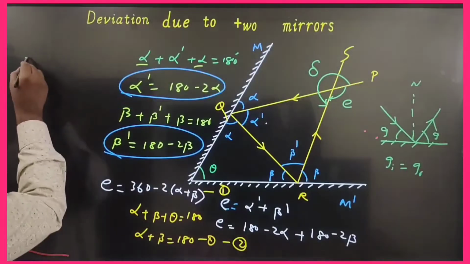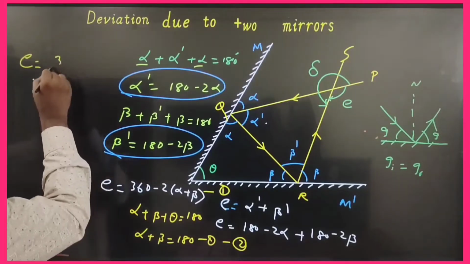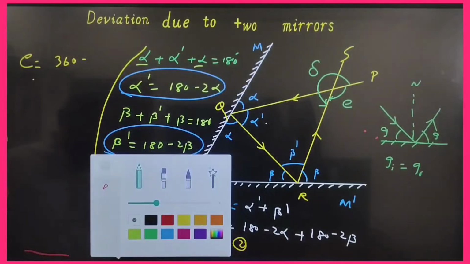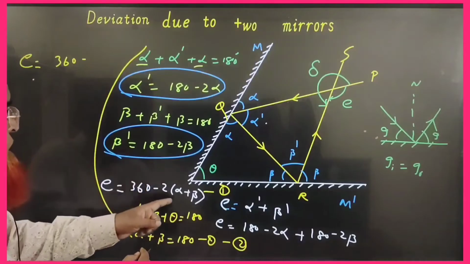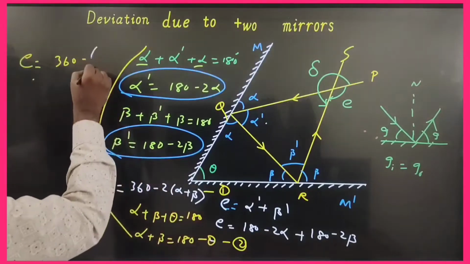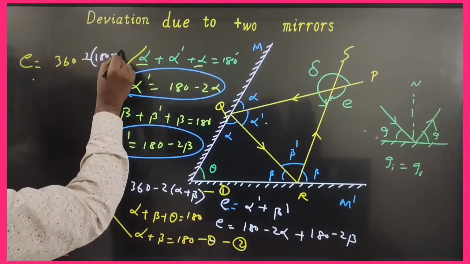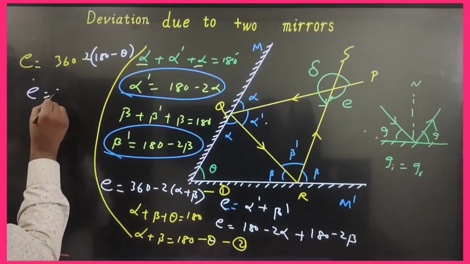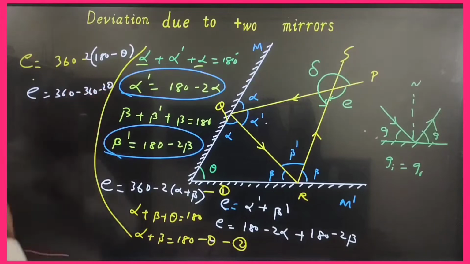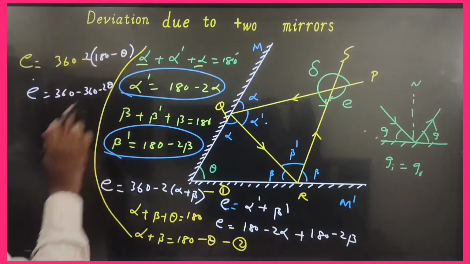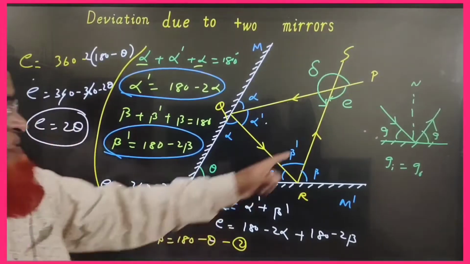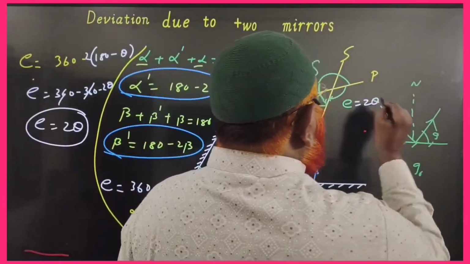So exterior angle is equal to 360 minus 2 into alpha plus beta, and alpha plus beta is 180 minus theta. So exterior angle is equal to 360 minus 2 into 180 minus theta, which is 360 minus 360 plus 2 theta. The 360 gets cancelled. So the exterior angle I am getting is 2 theta.